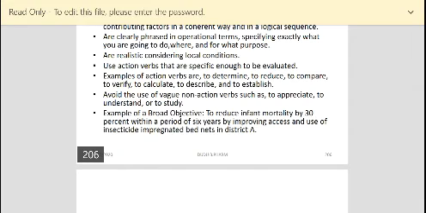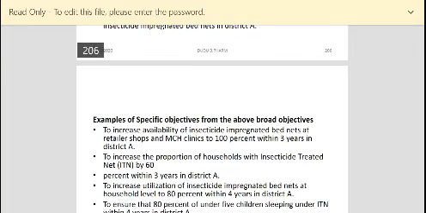Example of a broad objective: to reduce infant mortality by 30% within a period of 6 years by improving access and use of insecticide impregnated bed nets in District A. Example specific objective from the above broad objective: to increase availability of insecticide impregnated bed nets at retailer shops and MCH clinics, we know mother and child clinics, to 100% within 3 years in District A.